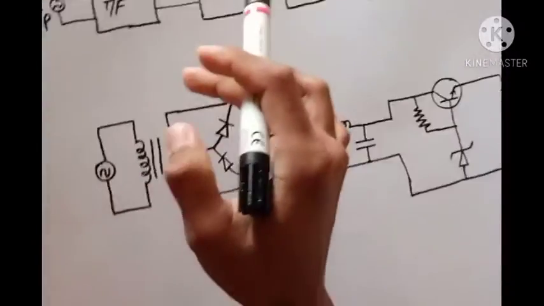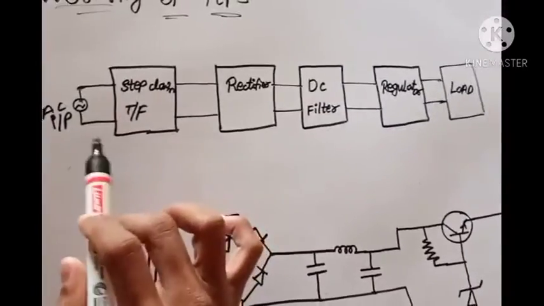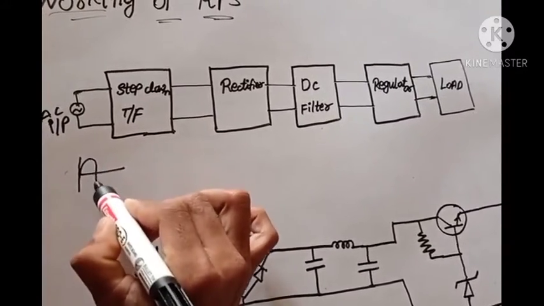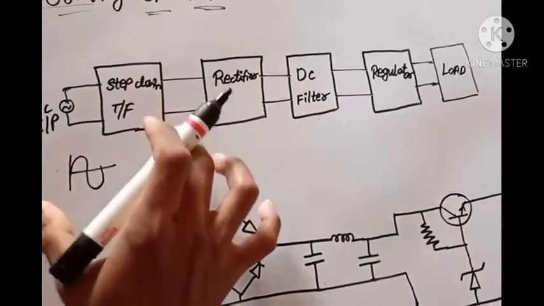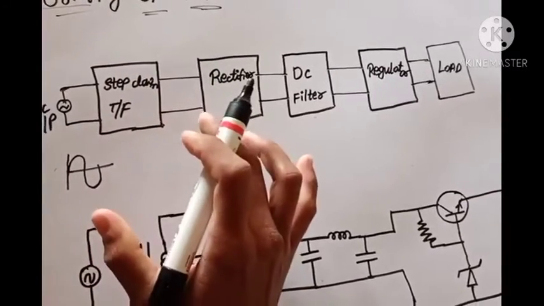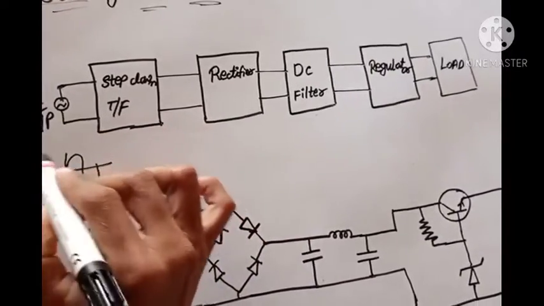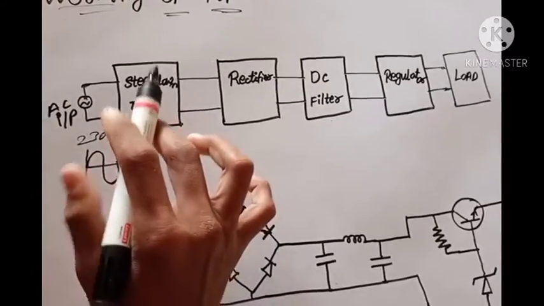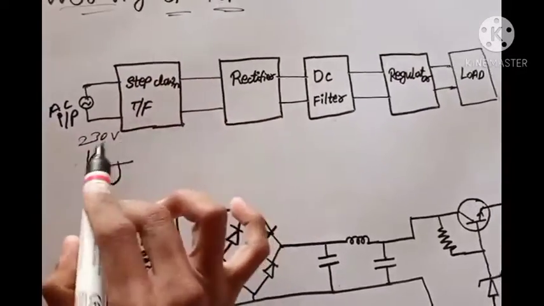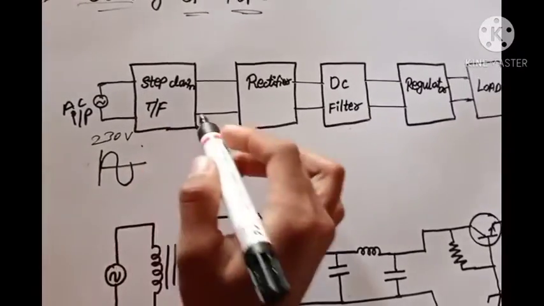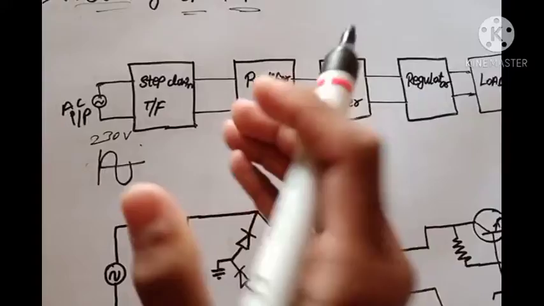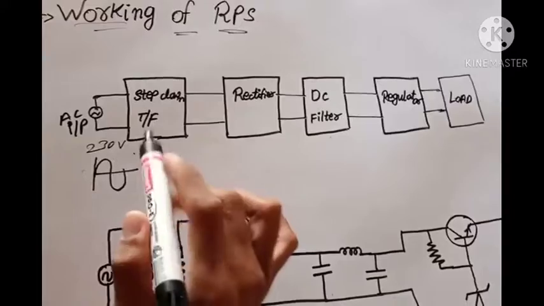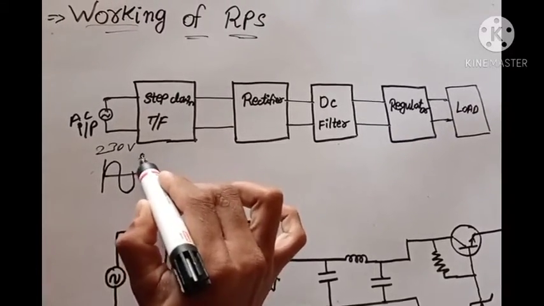So what happens in the circuit? We are giving an AC input. As we all know, the AC is in the form of a sinusoidal wave. The step down transformer steps down the voltage. For example, let us take a single phase AC voltage of 230 volts. The step down transformer steps down the voltage from 230 volts to, it might be 100 volts or 50 volts, according to the secondary winding voltage. For example, let us take a number of 50 volts.